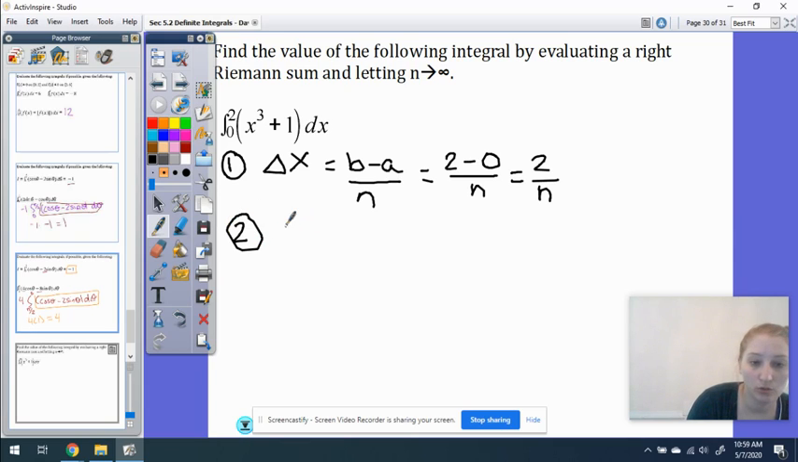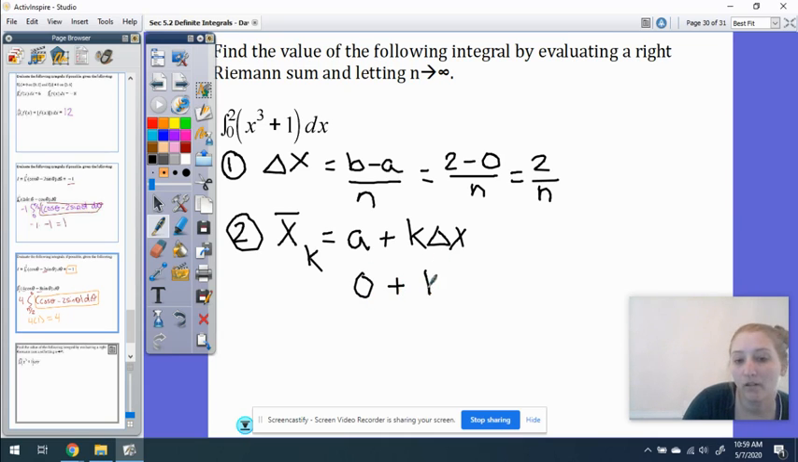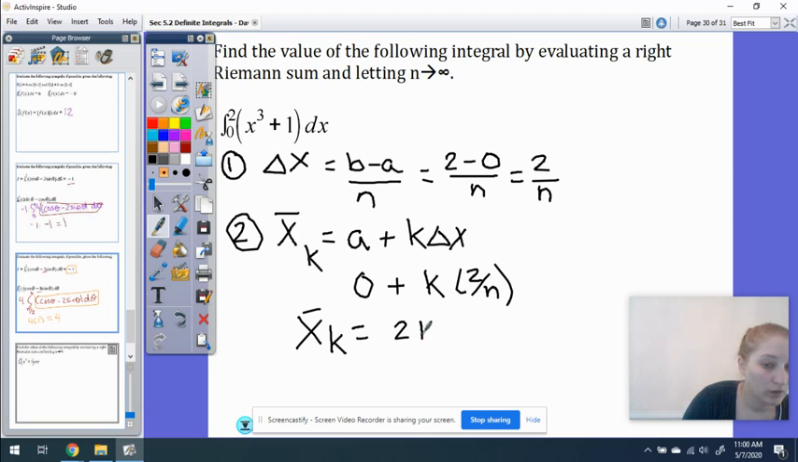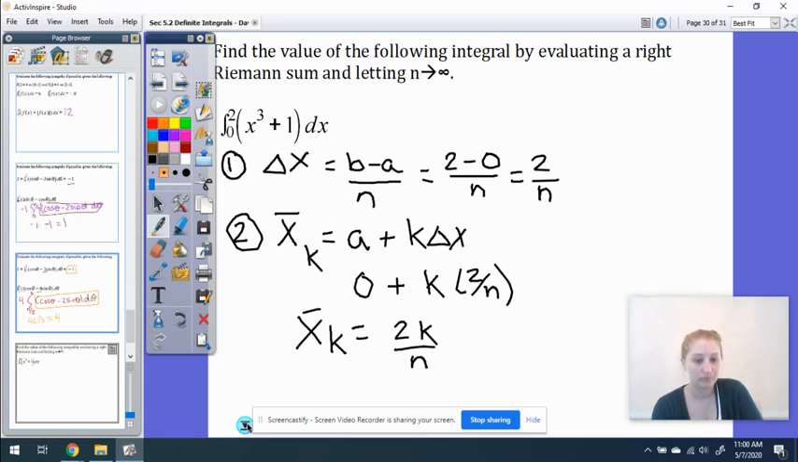So for step number 2, we need to find x bar k. The rule for that is a plus k times the change in x. So a is 0, k is k, and the change in x is 2 over n. So we're going to end up with x bar k is equal to 2k divided by n. All right. Next.